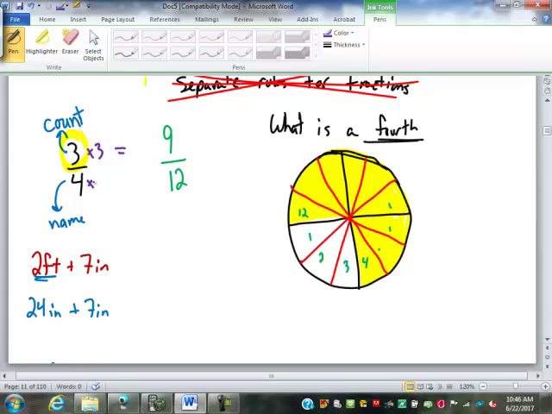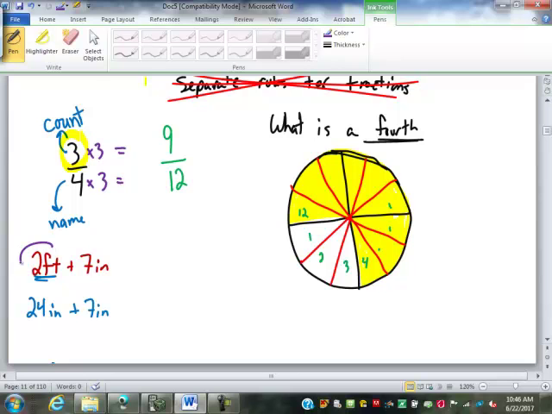It took 4 pieces to make a whole object before. Each of them got cut into 3 pieces. 4 times 3 makes 12. Do we have any more or less pizza than we did before? No, we don't. We have the exact same amount. It just looks different. And when we rename something, that's the key, is we're not changing the amount. We're just changing the way it looks.